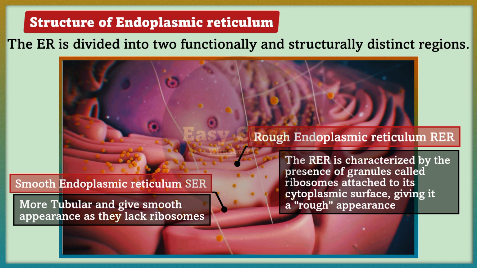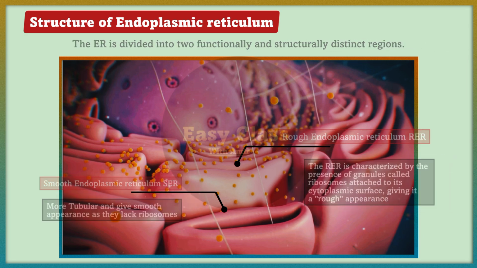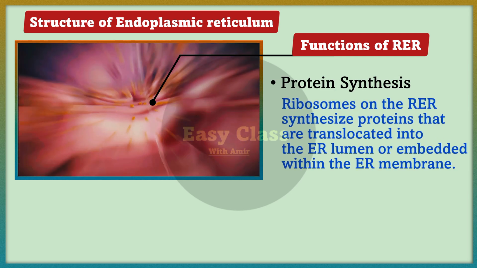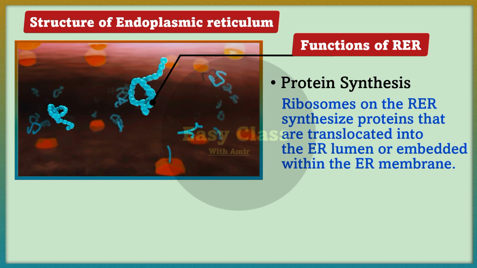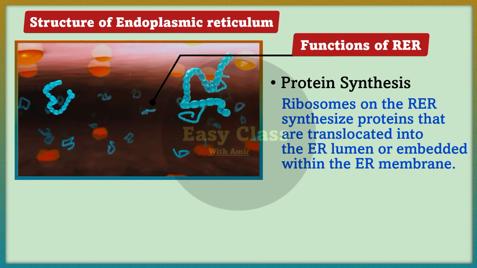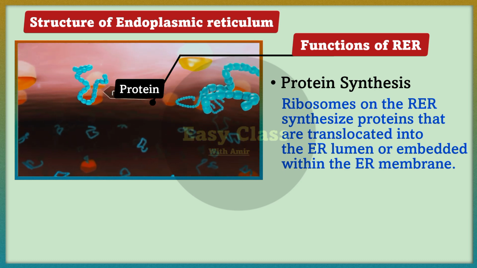Structure of RER: primarily composed of flattened cisternae, which are often stacked upon one another. The membrane of the RER is continuous with the outer nuclear envelope. Functions of RER. Protein synthesis: ribosomes on the RER synthesize proteins that are translocated into the ER lumen or embedded within the ER membrane.